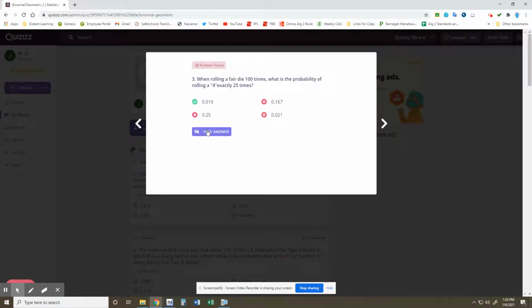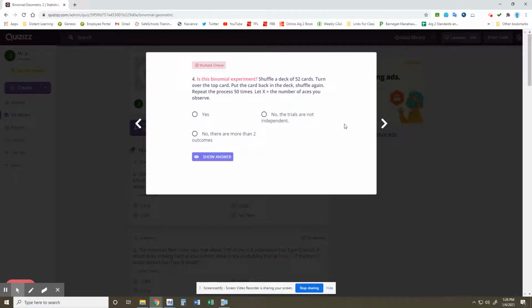Number 4. Is this a binomial experiment? You shuffle a deck of 52 cards. You turn over the top card, you put the card back into the deck, and you shuffle again. You repeat the process 50 times. Let X be the number of aces that you observe. Now, right off the bat, let's just talk about the probability of selecting an ace. There is a 4 in 52 chance that you would select the ace in a deck of cards.